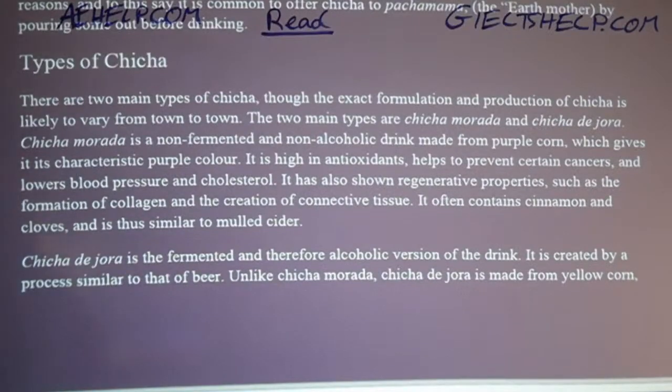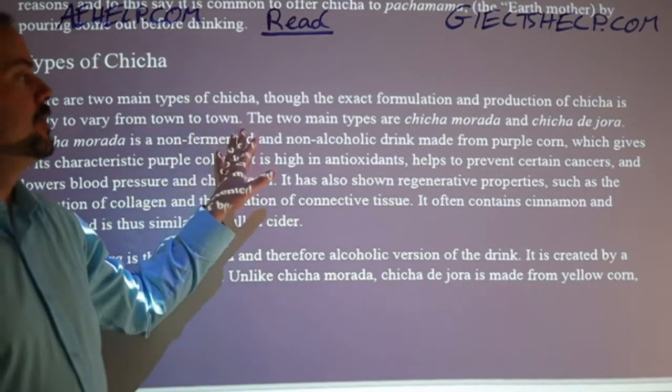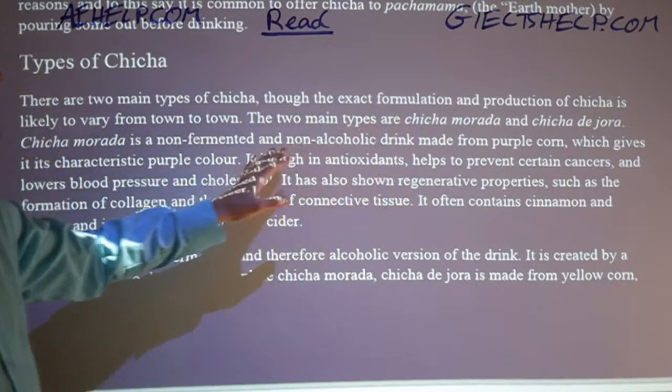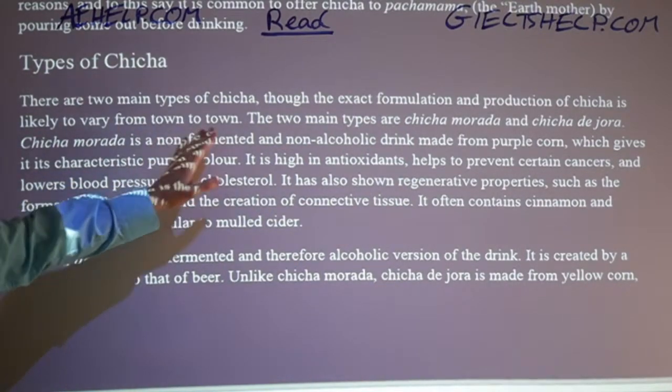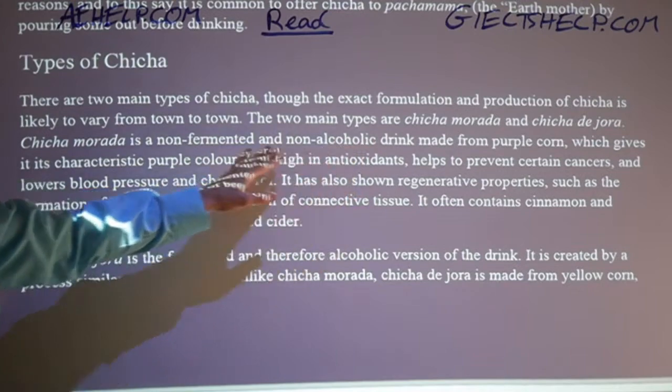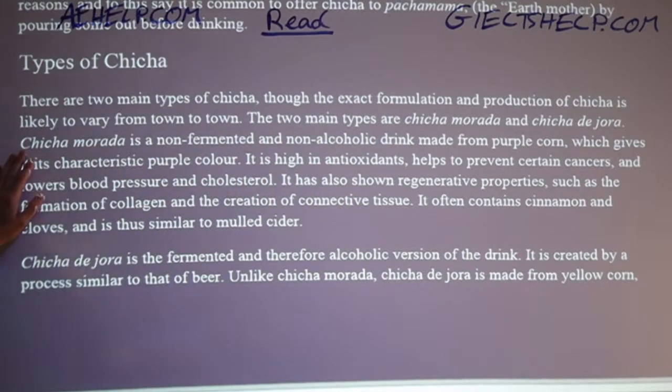Types of chica. Now I'm picturing the menu at the restaurant and I get to choose my type of chica here. So types of chica. There are two main types of chica. Though the exact formulation and production of chica is likely to vary from town to town, the two main types are chica morada and chica de jora.